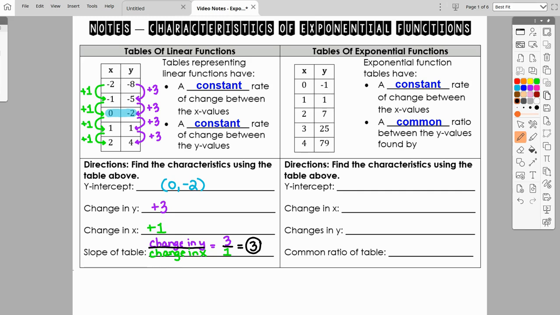Let's look at an exponential table. We know it's going to be an exponential table when we have a constant rate of change between the x values, but the biggest thing is that we're going to have a common ratio between the y values found by the following. I'm going to let you know that ratio is going to indicate we're going to be dividing here. So I'm going to go ahead and divide specifically the change in y divided by the previous change in y.